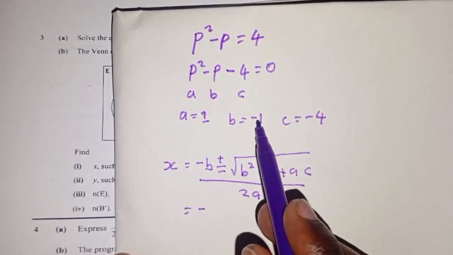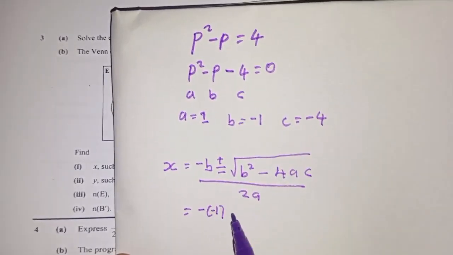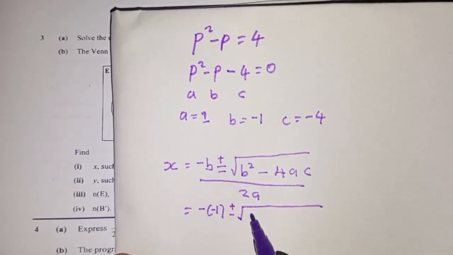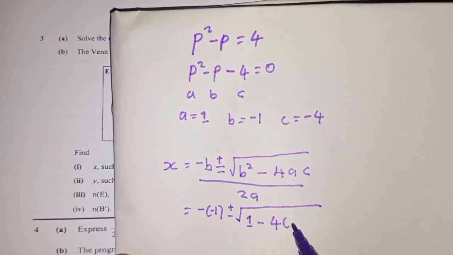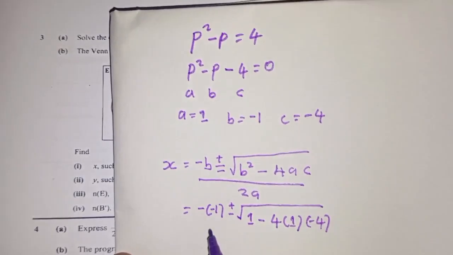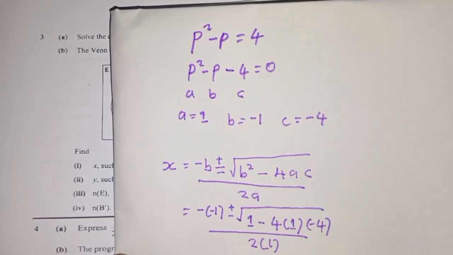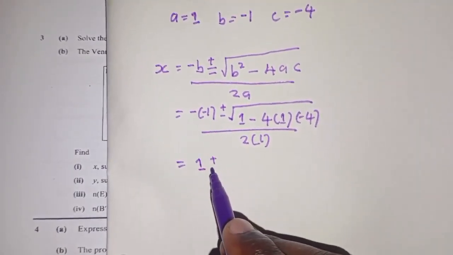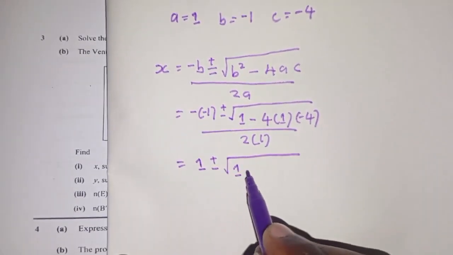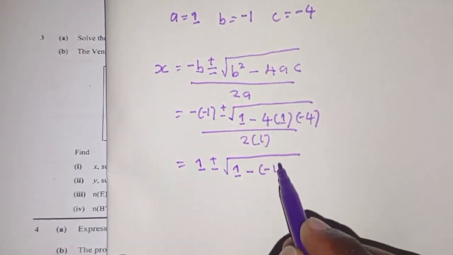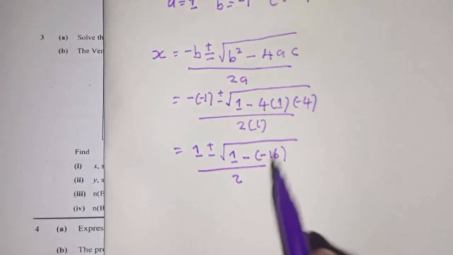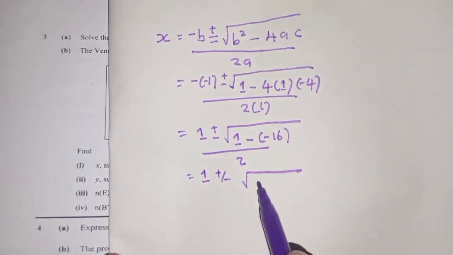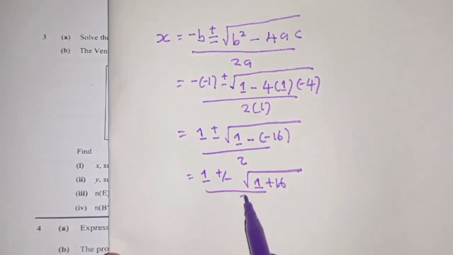So negative, now look at this, there's a negative 1 here, so negative negative 1, plus or minus the square root of b squared, we can do a shortcut here. Negative 1 squared is just 1, minus 4 times a, which is 1, times c, negative 4, over 2 times a, which is 1. Negative negative 1 is just positive 1, plus or minus the square root of 1 minus 4 times 1 times negative 4, that is negative 16, over 2. So 1 plus or minus the square root of 1 plus 16, over 2.